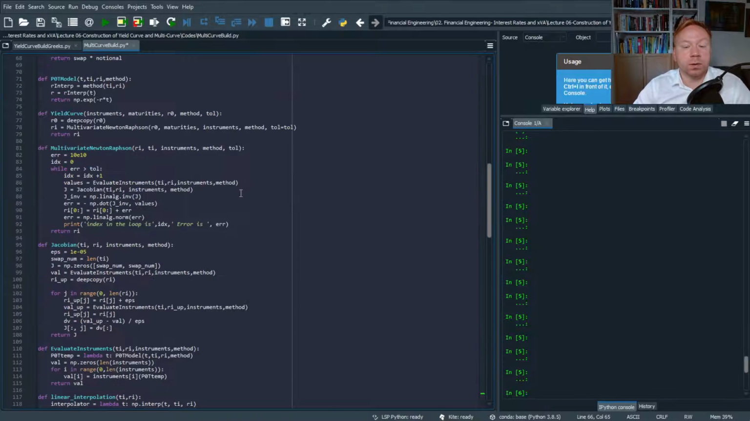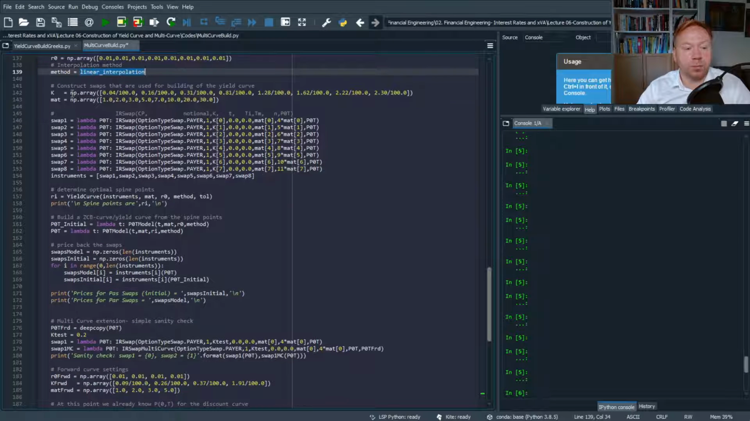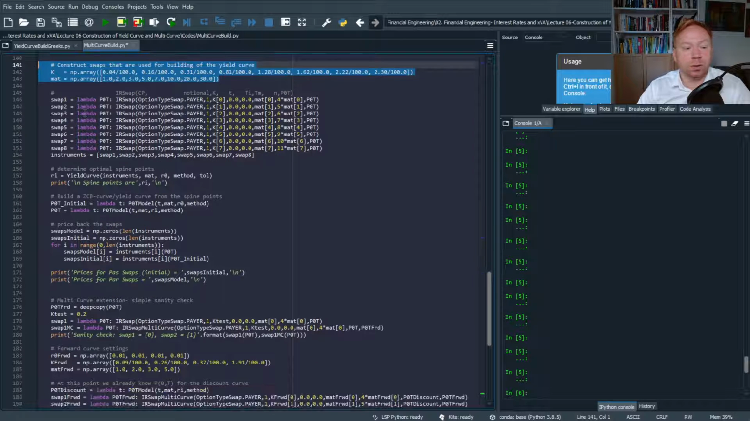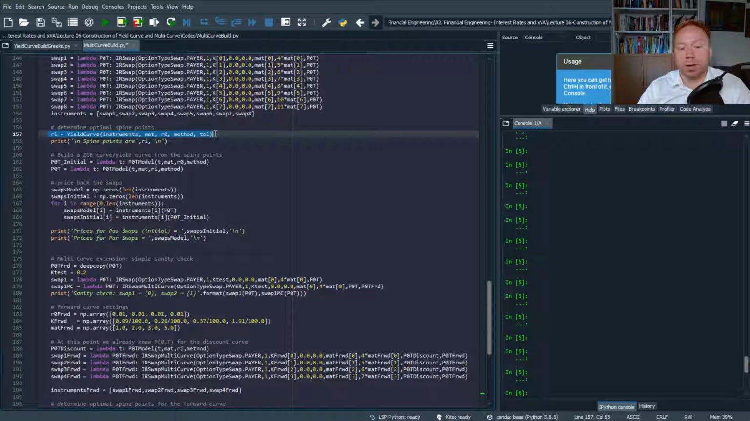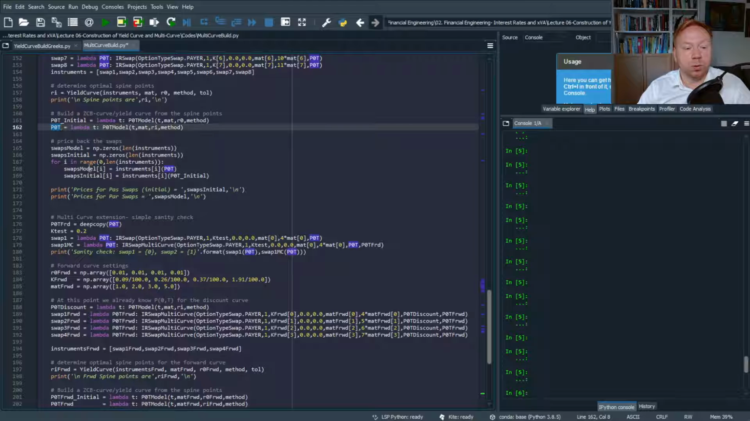So it's rather straightforward. And then in the main code, first part, of course, is that we still have the same initial conditions, the initial guess for calculation of spine points. We have linear interpolation. We have market instruments. We assume here that those are market instruments for a discount curve. We still have 8 different swaps to bootstrap to construct our discount curve. Here we calibrate, as we just did before, our discounting curve. And here we construct this curve. So we have initial and we have the bootstrapped curve that we are going to use for pricing.